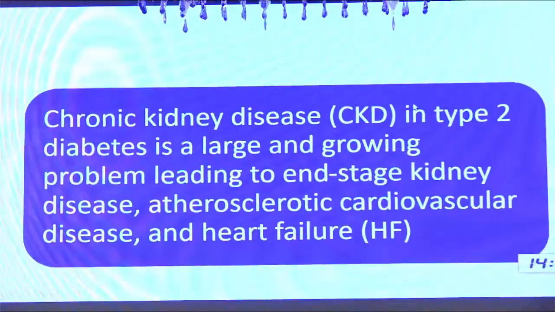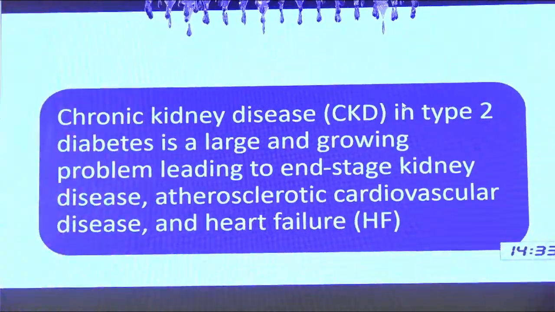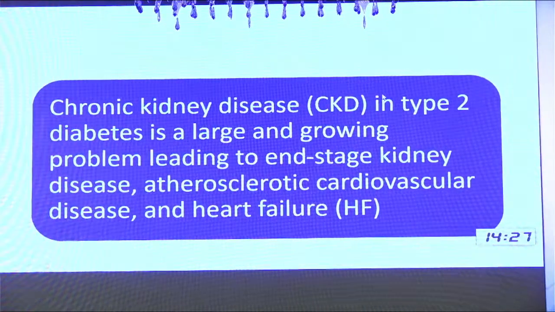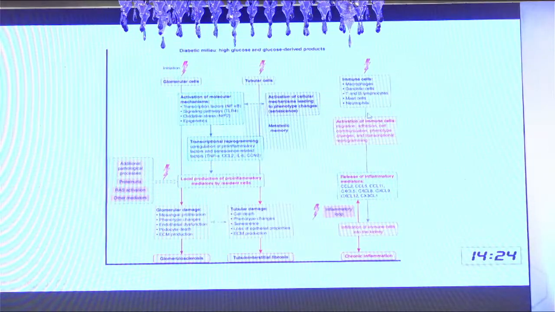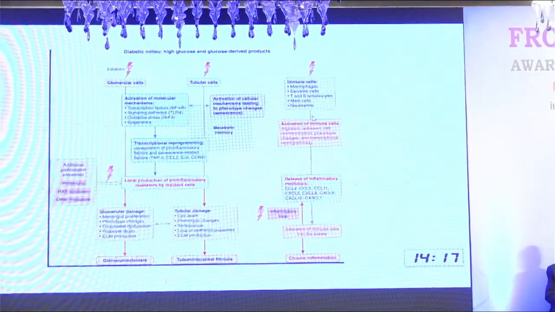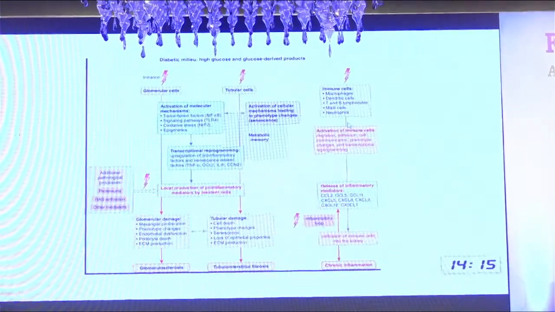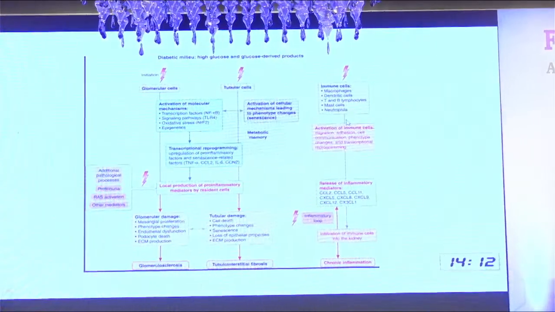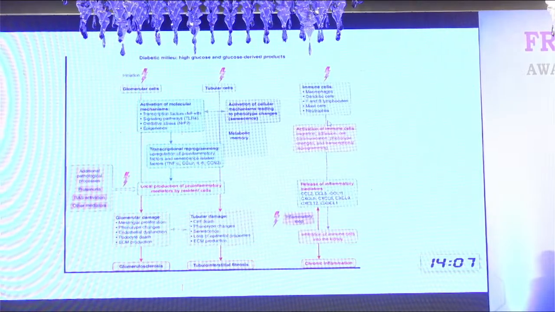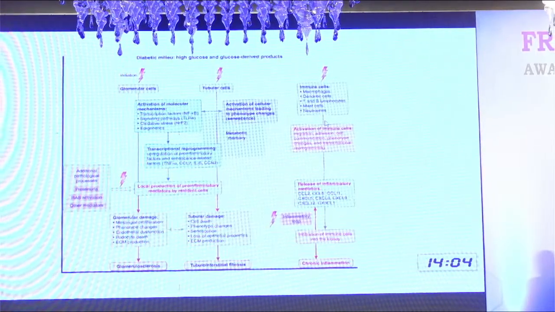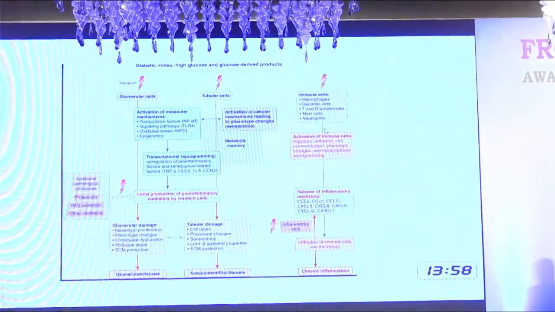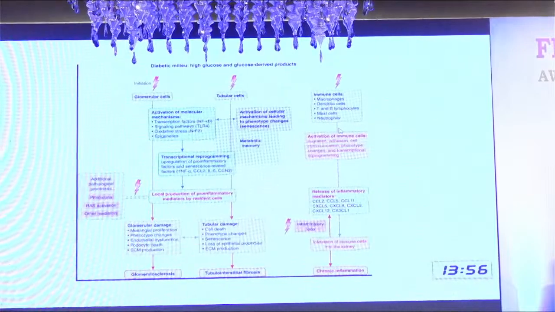As we all know, chronic kidney disease in type 2 diabetes is a very large, growing problem leading to end-stage renal disease, atherosclerotic cardiovascular disease, as well as heart failure. We need to understand that the milieu of diabetes, the high glucose and glucose-derived products, has a significant impact on the kidney, whether the glomerular cells or the tubular cells, eventually leading to glomerular and tubular damage in the background of ongoing inflammation, which leads to glomerulosclerosis and tubulointerstitial fibrosis, and then CKD.